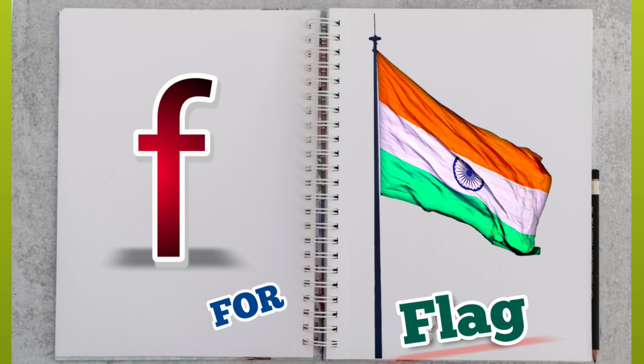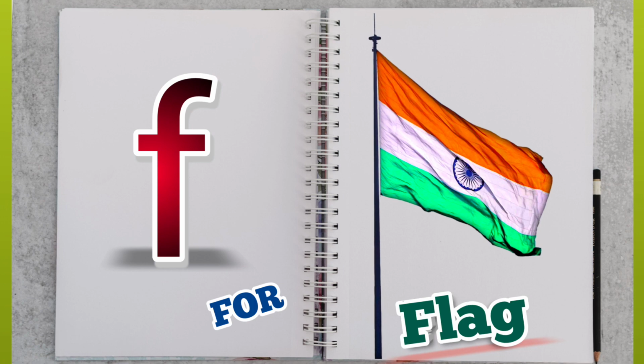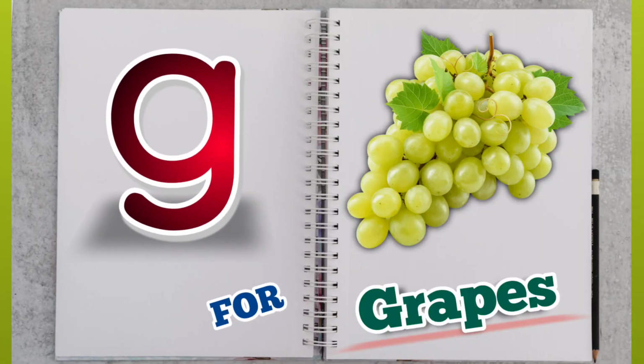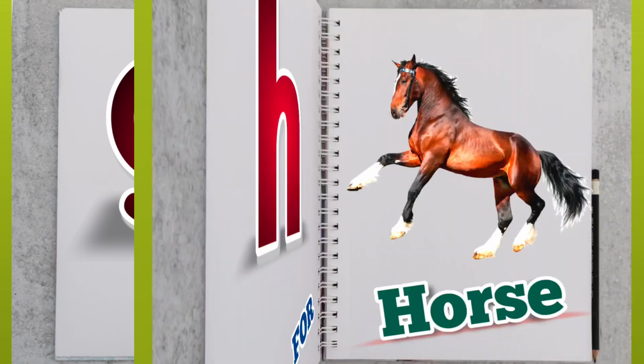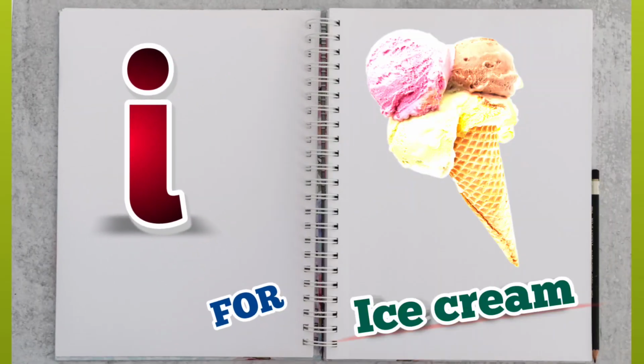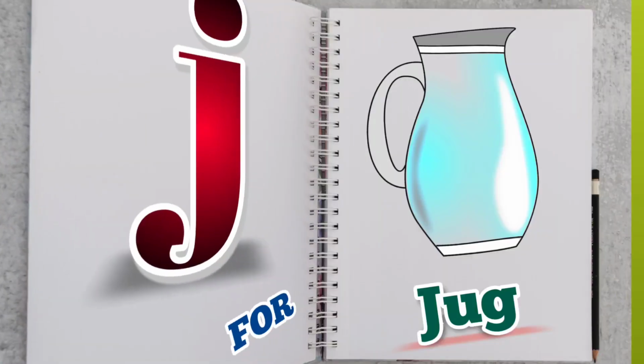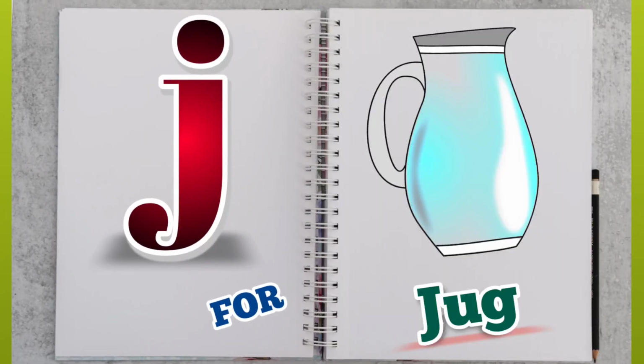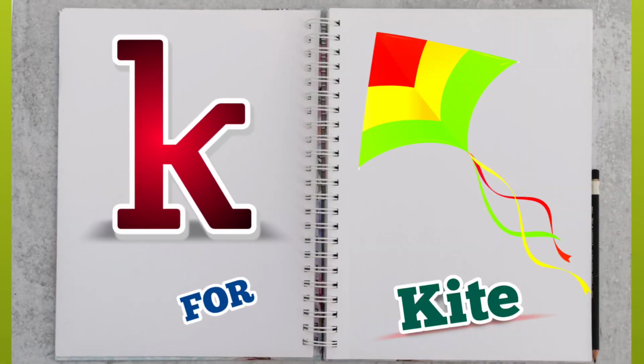F for flag, flag means jhanda. G for grapes, grapes means angur. H for horse, horse means ghoda. I for ice cream means kulfi. J for jug, jug means jug. K for kite, kite means patang.